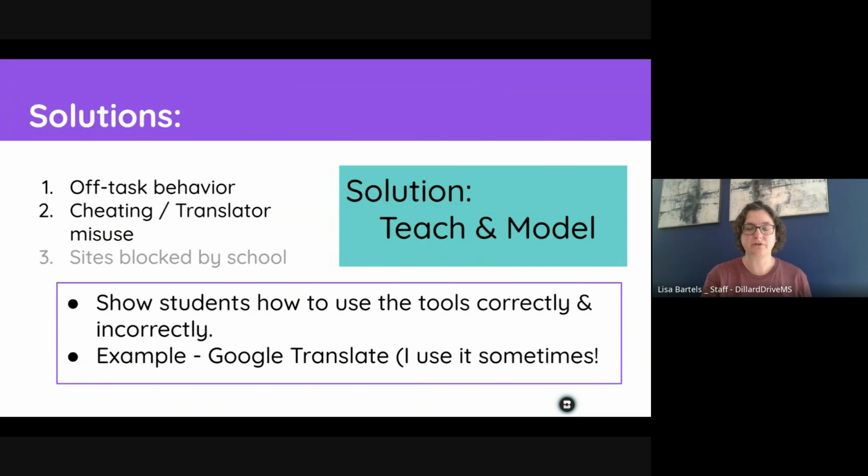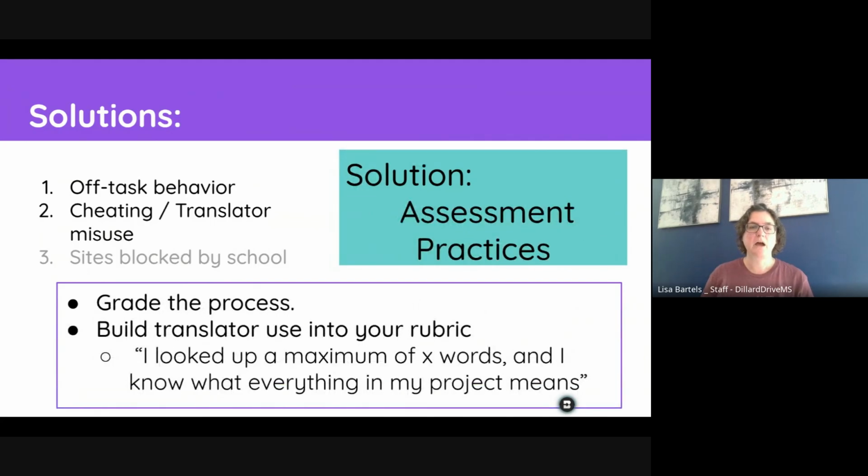So I do use Google Translate. Sometimes I use that own language use modeling as a model for my students. Also, think about your assessment practices related to student technology use.